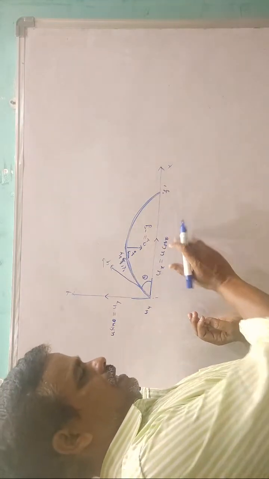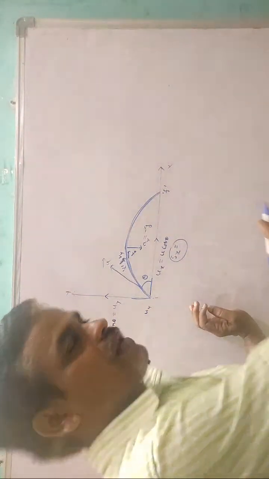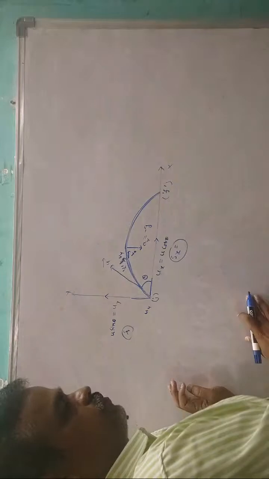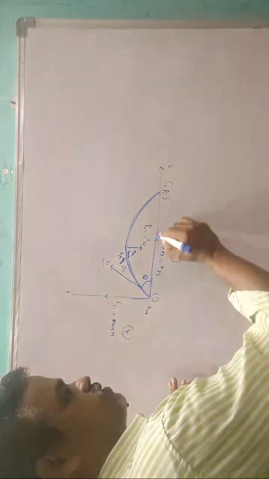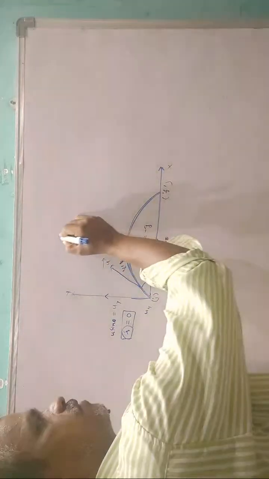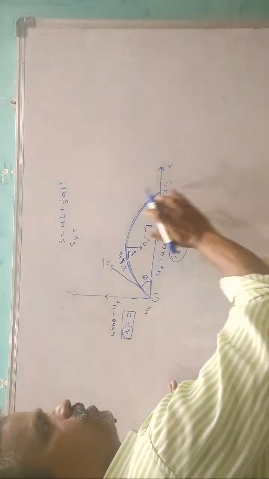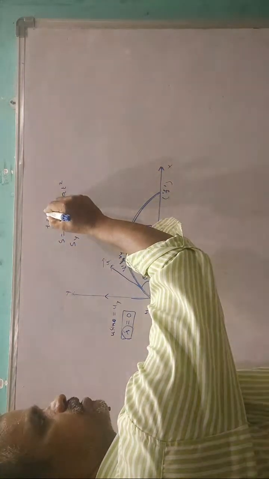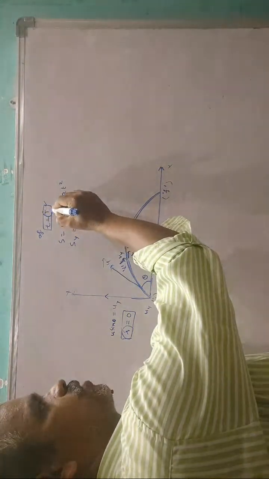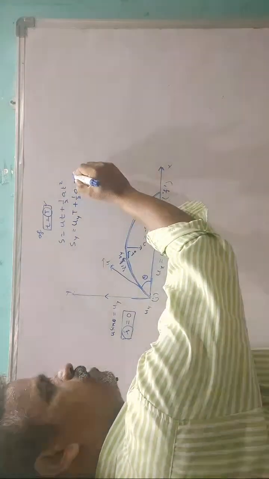So what happens? The displacement is covered along the x-axis, and there is no displacement along the y-axis. Why? Because the initial position is this one and the final position is this one, both on the same x-axis. So the vertical displacement will be zero. We have the equation ut plus half at square for the vertical displacement throughout the journey. If I take the total time taken by the obliquely projected body as capital T, then uy into T plus half ay into T square.